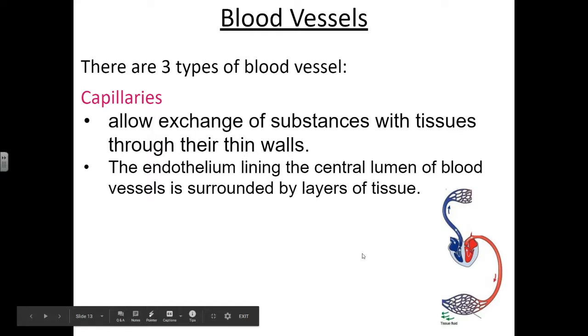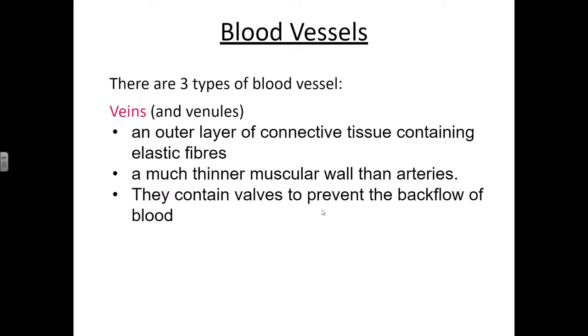The capillary net goes through all of your organs and all your tissues, and it allows the transfer of things in and out. The final type of blood vessel is veins, and again, venules we don't talk a lot about, but we do a little. They have an outer layer of connective tissue containing elastic fibers, so this again should remind you of the arteries. They have the same overall structure as the arteries, except for valves, but their inner muscular wall is a lot thinner.